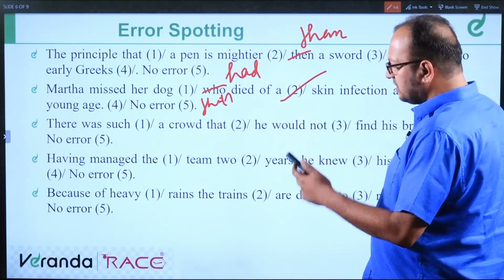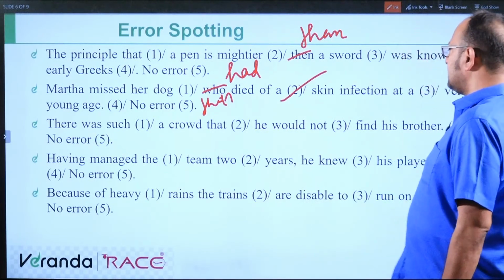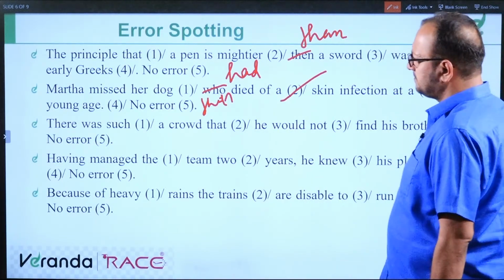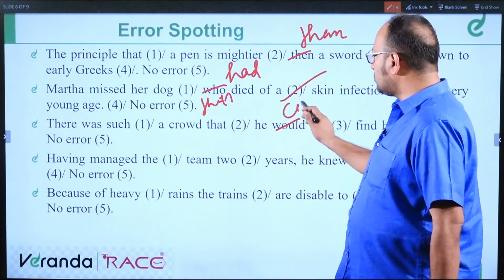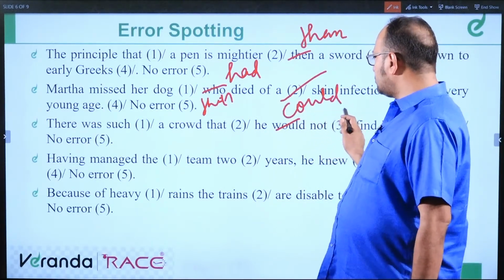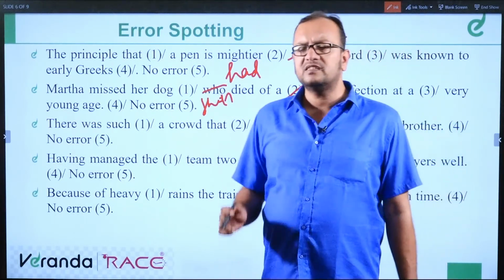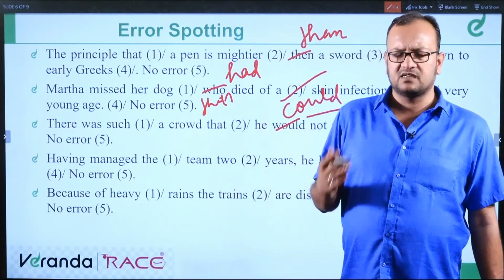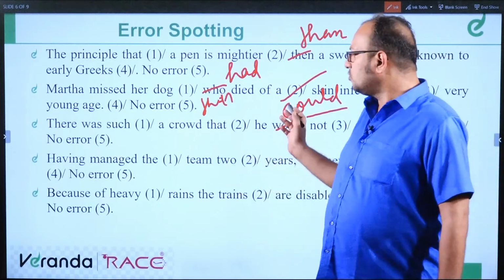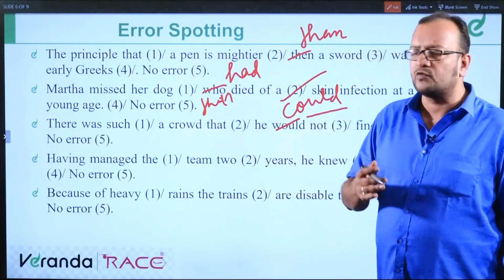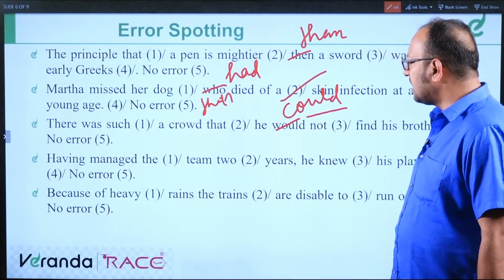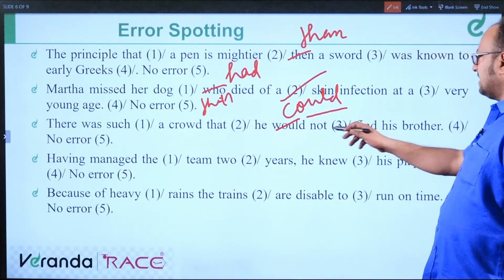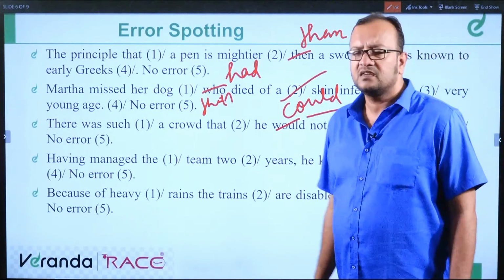There was such a crowd that he would not find his brother. It should be could not find his brother, because would is like a possibility kind of thing in the past. Could means an ability. He was not able to find his brother. So it should be: there was such a crowd that he could not find his brother. That would be the correct answer. So the error is in part 3.